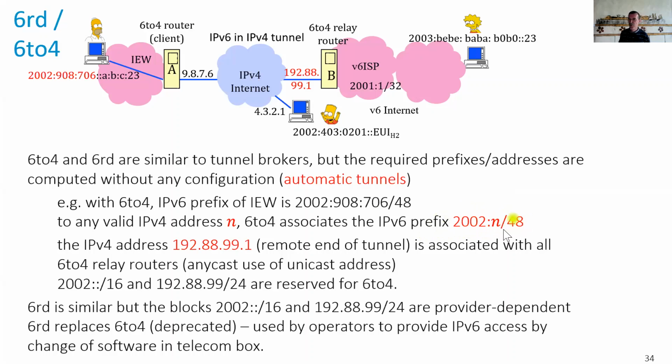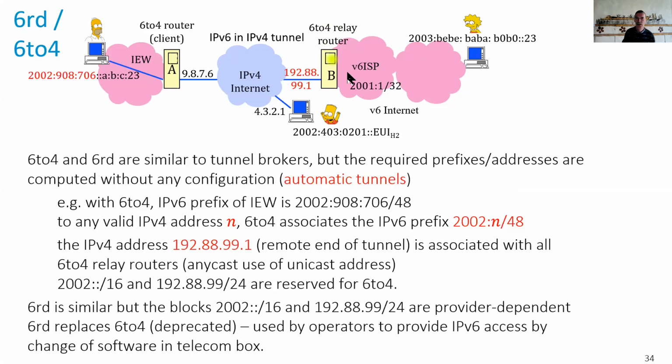So this block is reserved for 6to4 here. So it's a block that's reserved for all IPv6 addresses that are derived from 6to4. Then, if you have a provider that supports 6to4, which is the case of this one here, it should also respond to this address, 192.88.99.1, which is also a reserved address that is reserved for 6to4 here. It's an IPv4 address, and here's the remote end of all tunnels. All tunnels have the same final address.